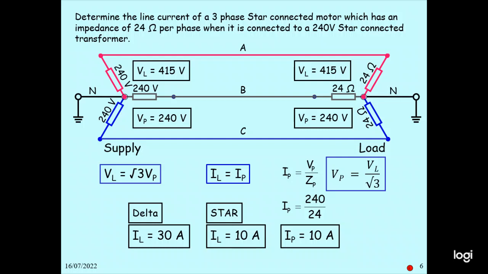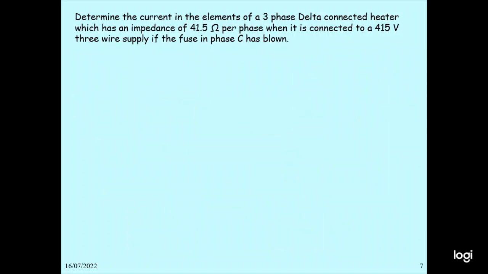IA equal to 30 ampere. The next problem: determine the current in the element of the three-phase delta connected heater, which has an impedance of 41.5 ohm per phase when it is connected to a 415 volt three-phase supply, if the fuse in phase C has blown.